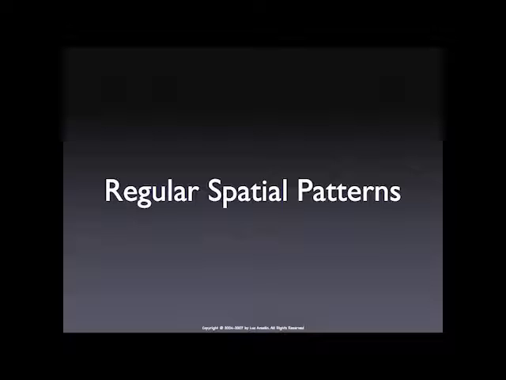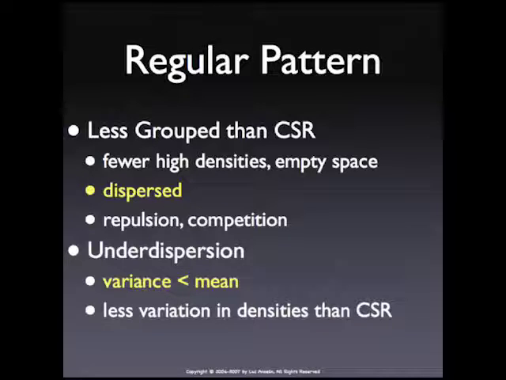And in contrast to the clustering, here we have under-dispersion. So the variability around the mean is less than it would be under spatial randomness. Spatial randomness is Poisson, mean equals variance. Clustering, we saw variance larger than the mean, over-dispersion. Regular, variance less than the mean, under-dispersion. So they're more spread out, more regular than they would be randomly.